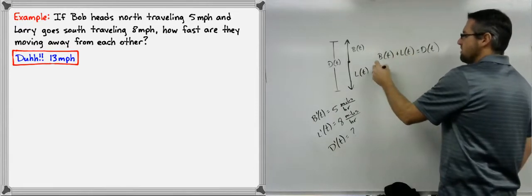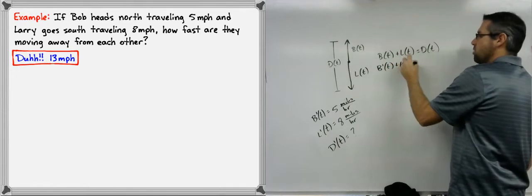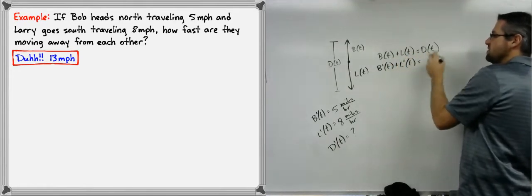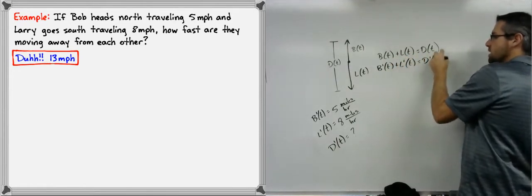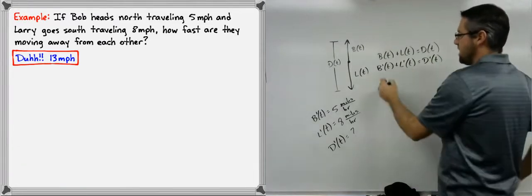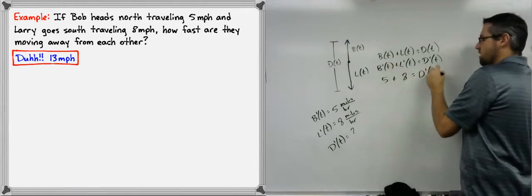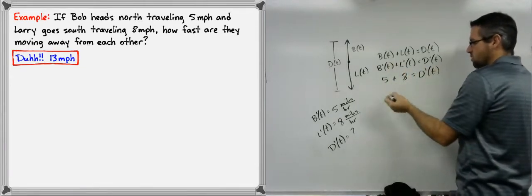So what's the derivative of B of t? Well, that's B prime of t. What's the derivative of L of t? That's L prime of t. And what's the derivative of D of t? That's D prime of t. And then now we have rates, we can take those and plug them in. So that'd be 5 plus 8 equals d prime of t, and obviously that's going to be 13. So d prime of t equals 13.